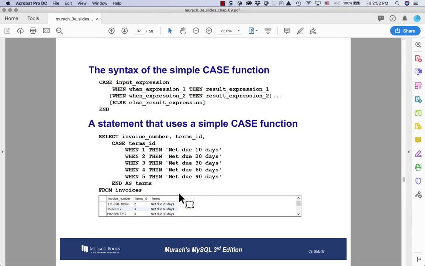Okay, so the easiest version of case is when it's based upon a single column. So I guess we call this a simple case function. So we say select invoice number, terms ID, case of terms ID, and then we say when the value of terms ID is one, then we want to display this string net due 10 days, when two, net due 20 days, when three, net due 30 days, etc.